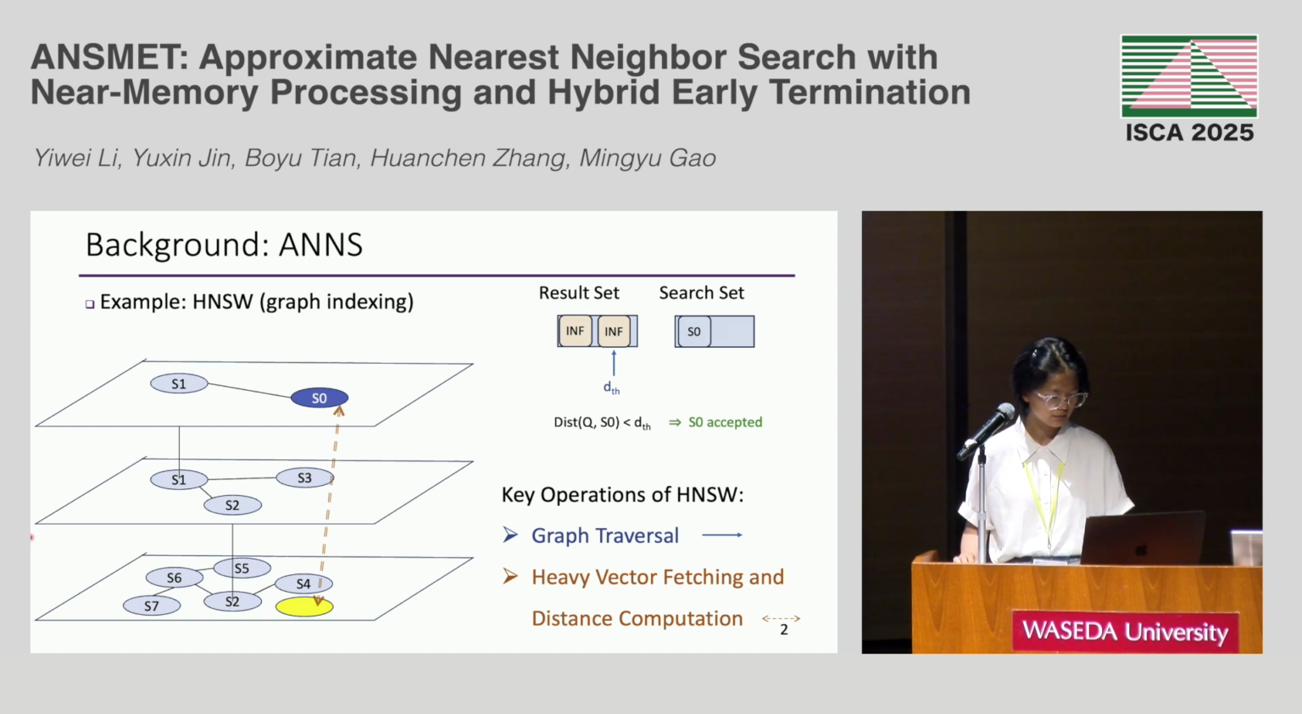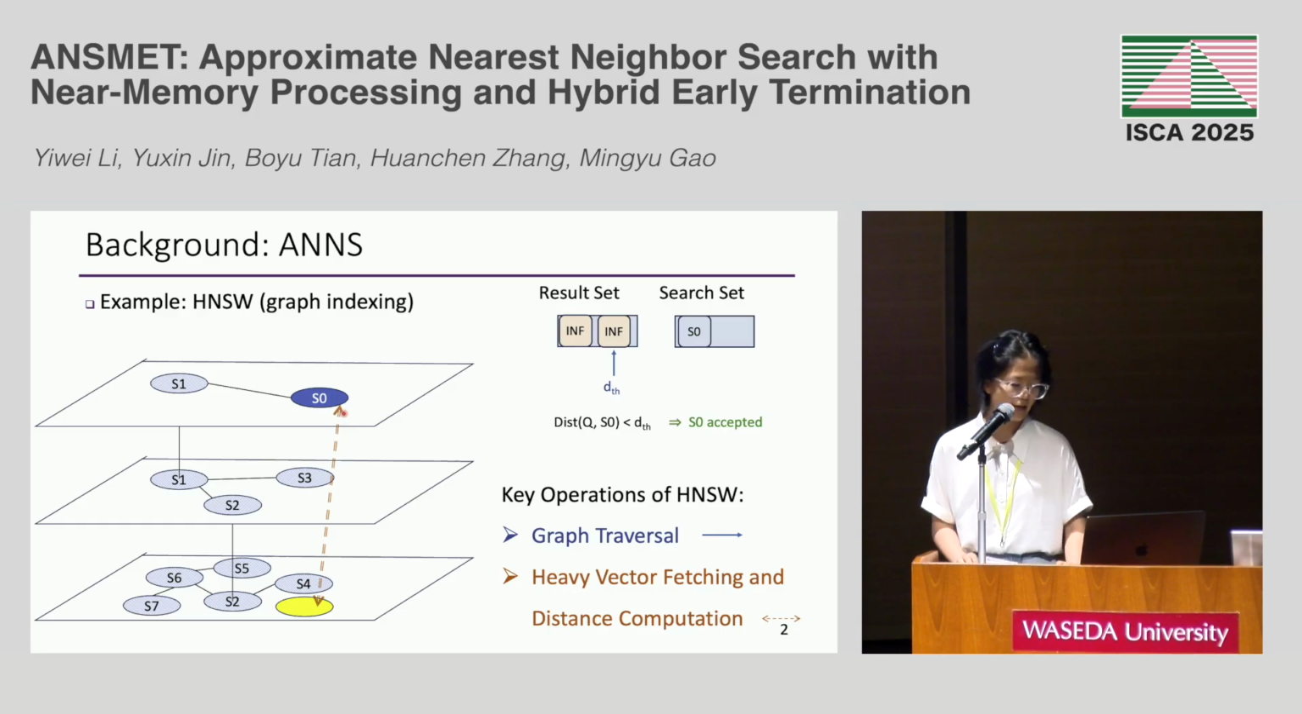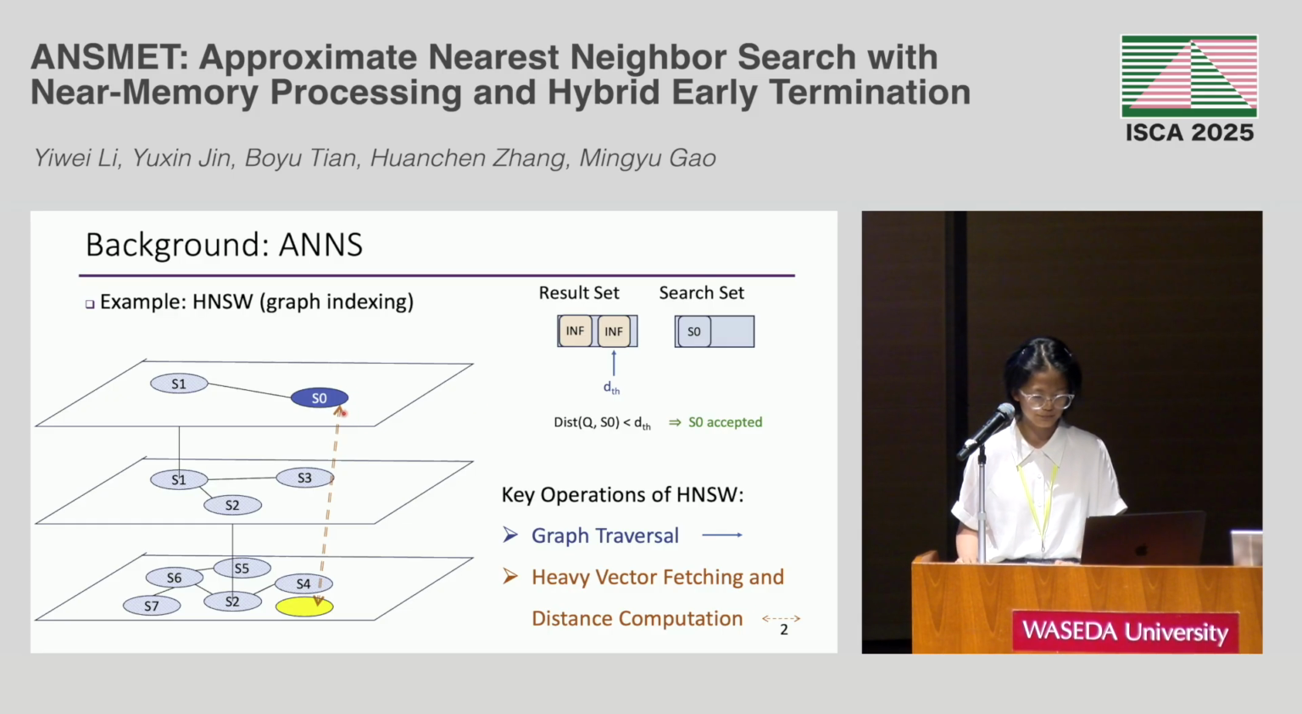The idea here is to traverse multiple layers of graphs, starting from an entry point here in the top layer. In the execution flow of HNSW, the entry point S0 is added to the search set first. During the computation of the search set, those vectors whose distance to the query vector is smaller than the threshold of the current result set will be accepted, or else they will be rejected. In HNSW, the threshold is the largest distance in the result set.